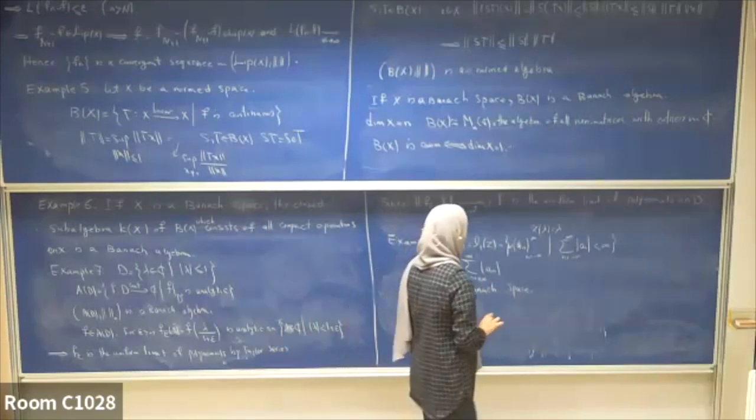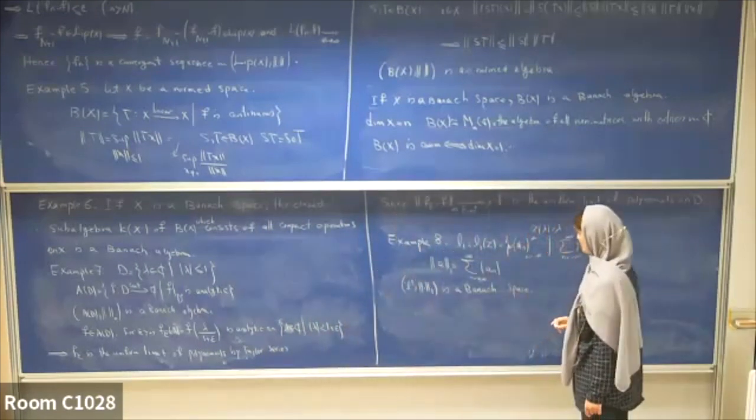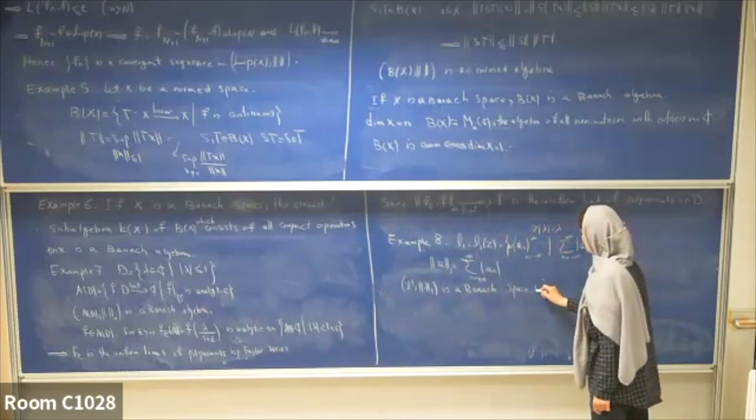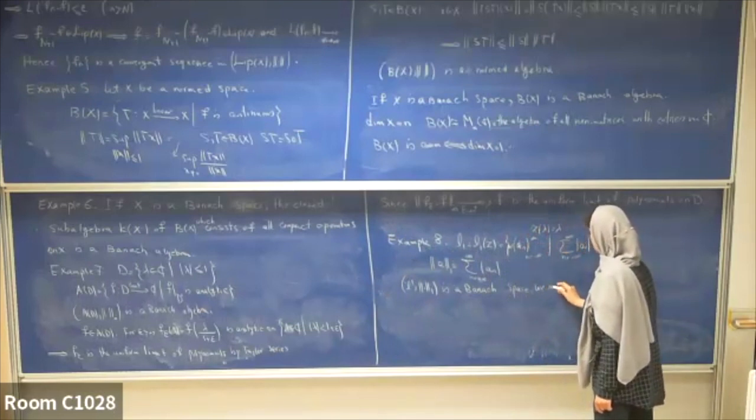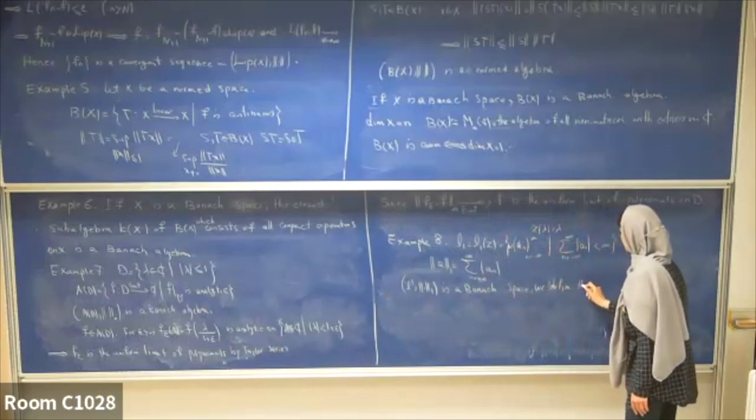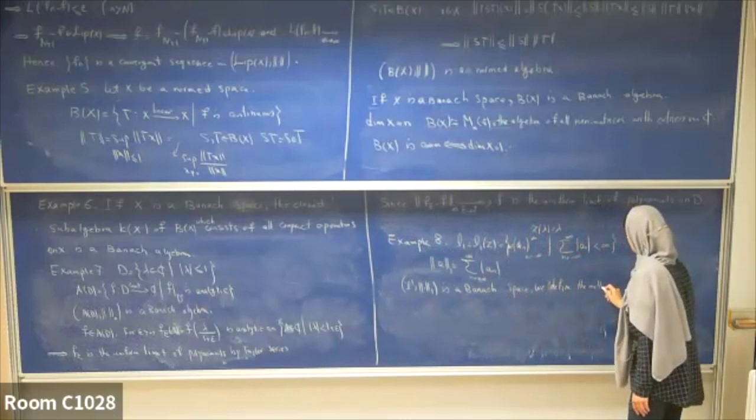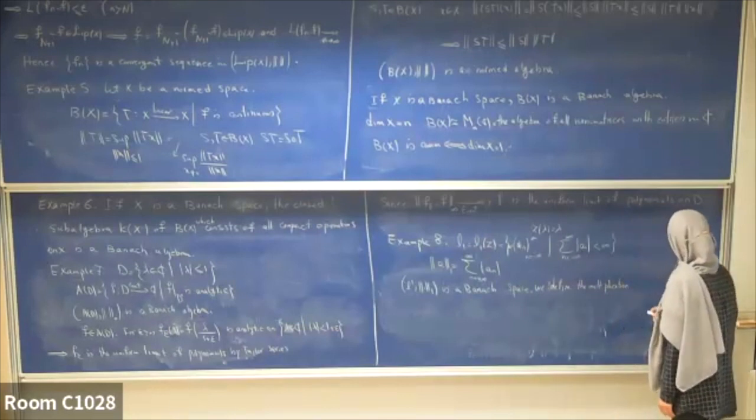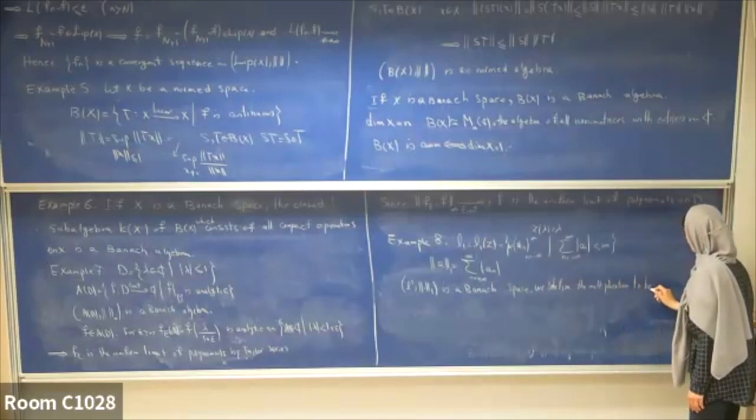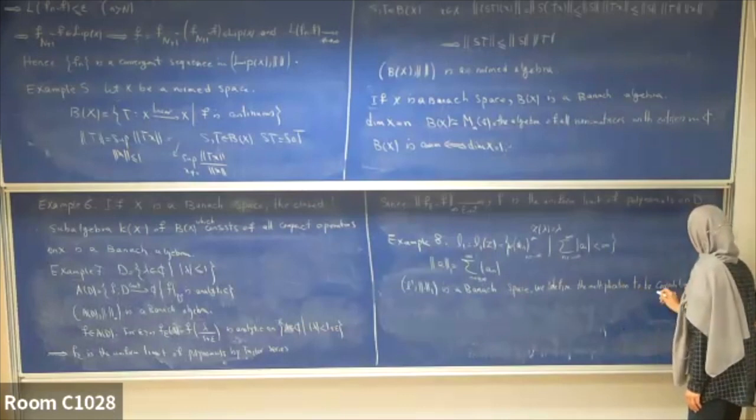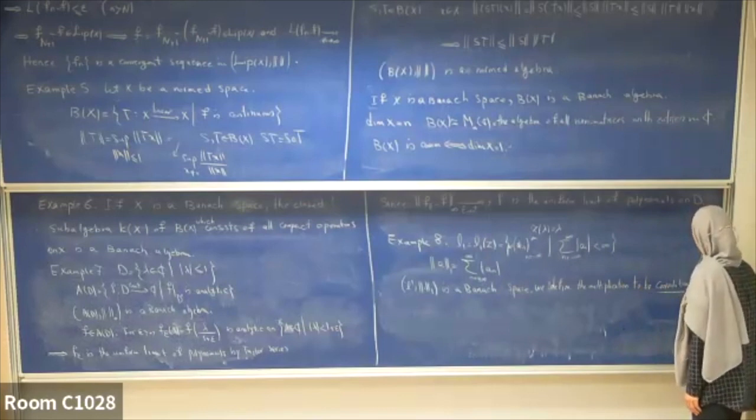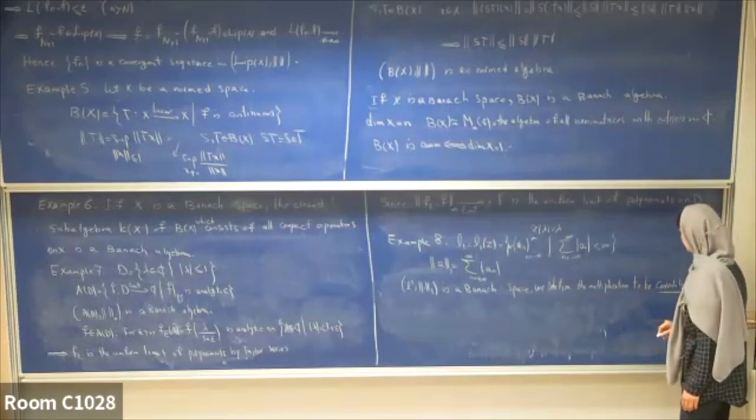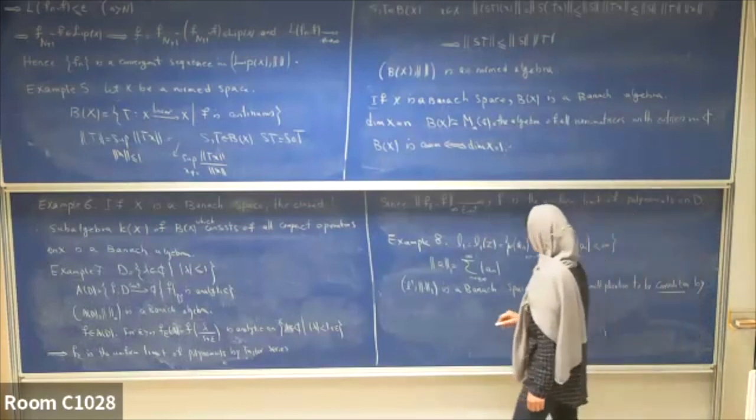I want to make it a Banach algebra. I define multiplication like this. We define the multiplication to be convolution, which is defined as follows by this formula.